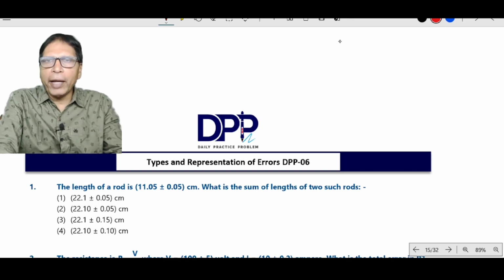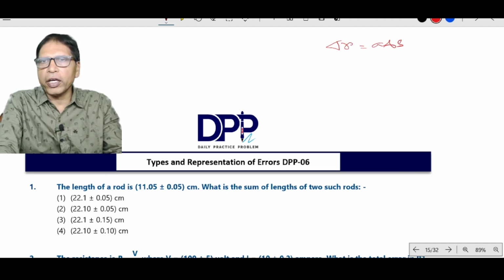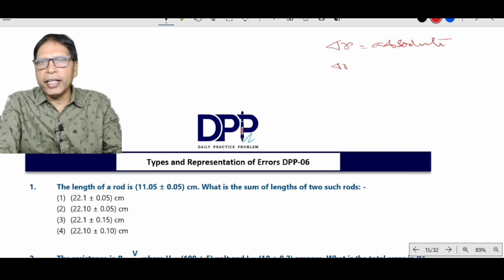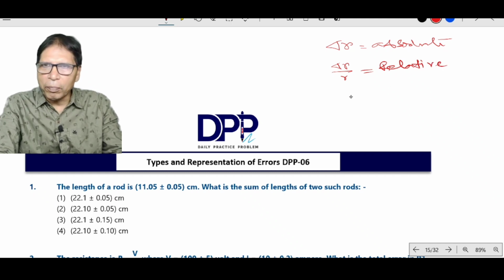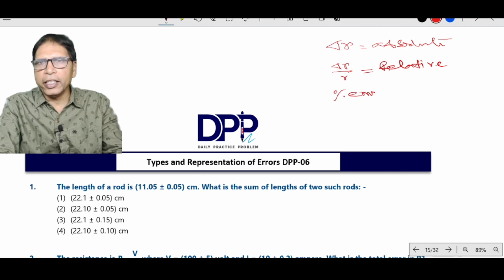Now first of all, absolute error. The positive value of error is called absolute error. Now, relative error. Relative error is delta R by R. If relative error is expressed in percentage, it is called percentage error. So percentage error is equal to delta R by R into 100 percent.